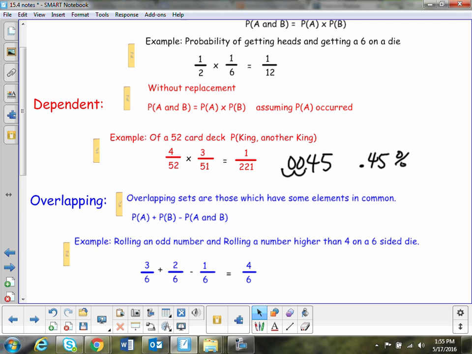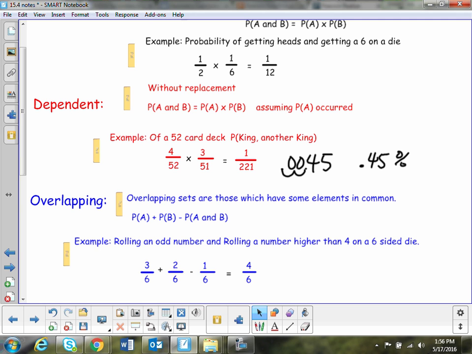Well, how many odd numbers are there on a die? 3. There's 3 odd numbers: 1, 3, 5. So 3 out of 6. Following the formula, our second event is what? Rolling a what?